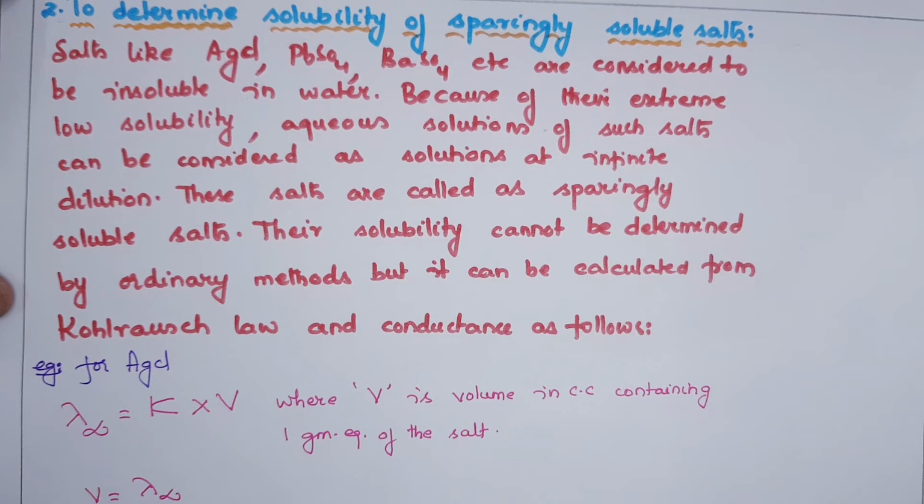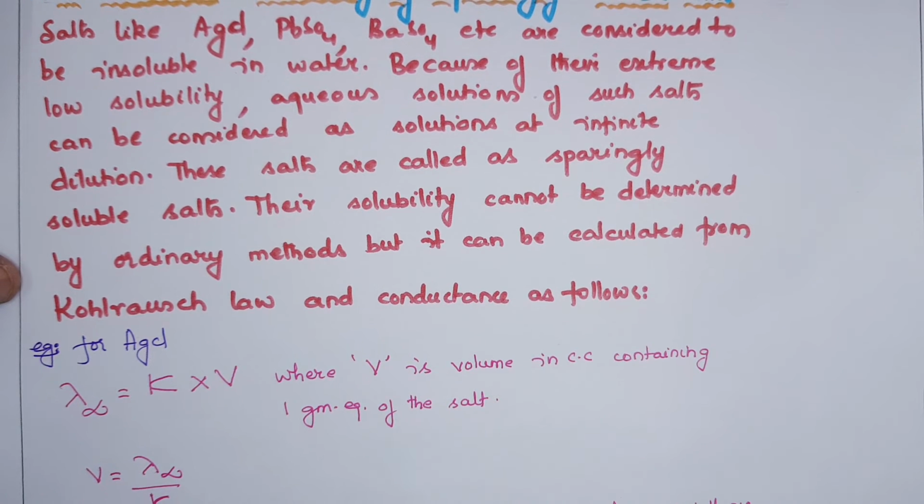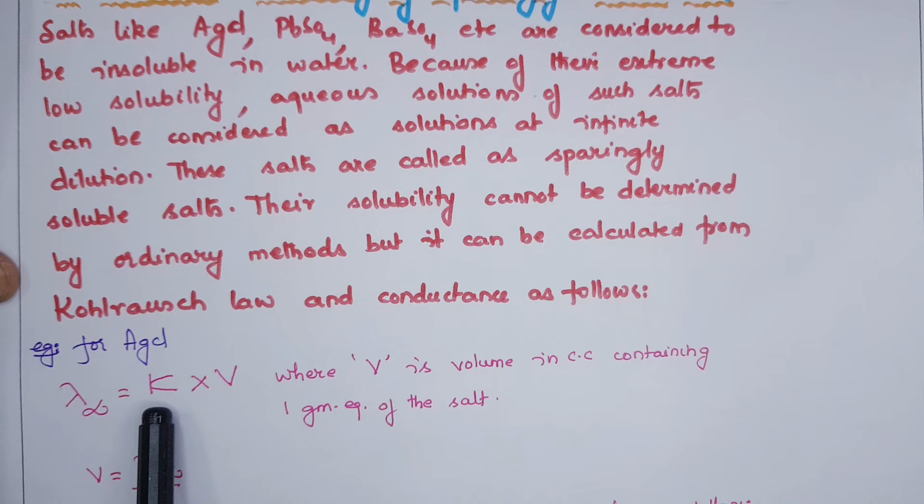Let us take an example. First one is silver chloride. Example here for AgCl. One of the steps to determine lambda infinity of AgCl, students, is equal to, what is this, students, do you remember? Yes, this is Greek letter kappa. What is denoted by kappa? Specific conductance is denoted by kappa. So lambda infinity equals kappa into V. What is V here? V is volume in cc containing 1 gram equivalent of the salt.